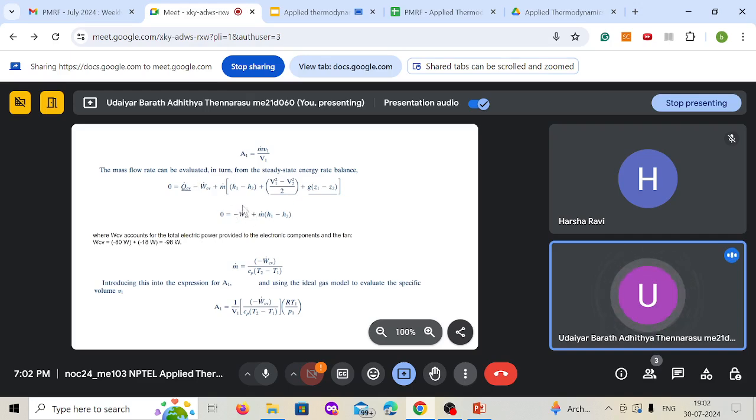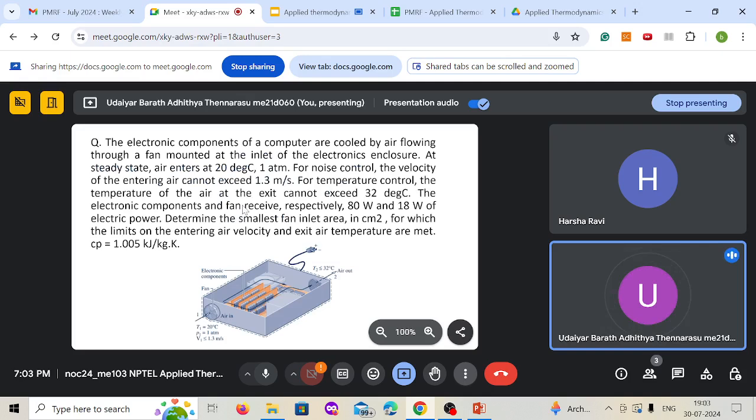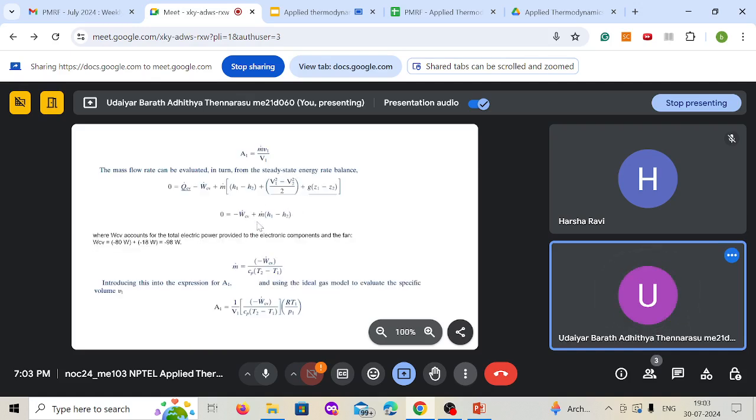Work done is the electrical energy which you are giving in, which they have already specified, 80 watts for the electronic component and 18 watts for the fan. Then the kinetic and potential energy changes are 0, as you are assuming the velocity to be the same. So the control volume equation reduces to W_CV equals m dot (h1 minus h2), and work done is known, 98 watts. So substituting that, m dot is minus W_CV divided by Cp (T2 minus T1).